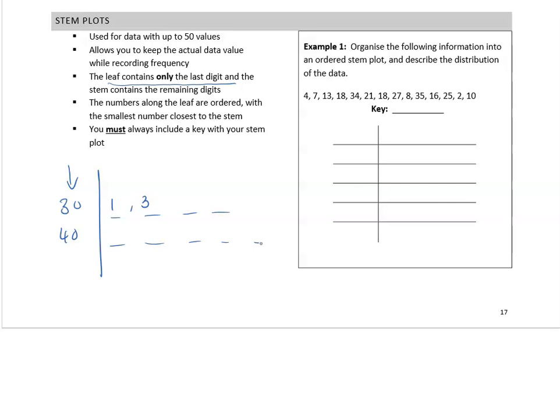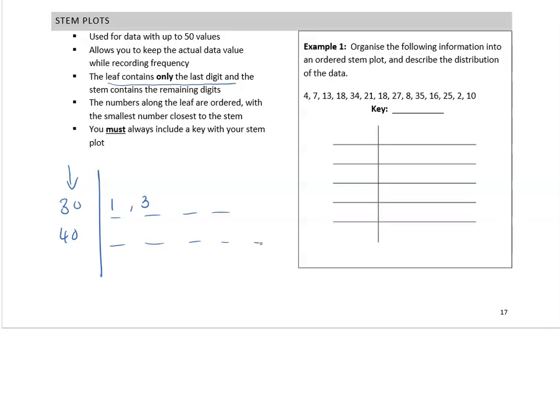When we are recording those, we want them to be in order, so the numbers in the leaf are in order. That's important because later down the track, when we want to find the median or the quartiles from our set of data, we don't have to then redraw it. We don't have to reorder the data. So often you'll be instructed to do an ordered stem plot, as we are in the first example here.